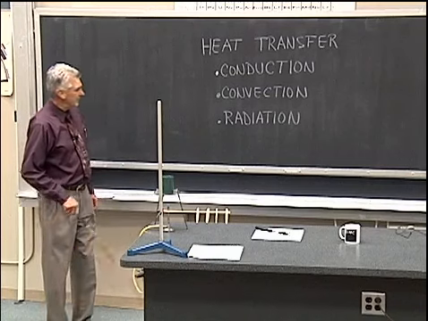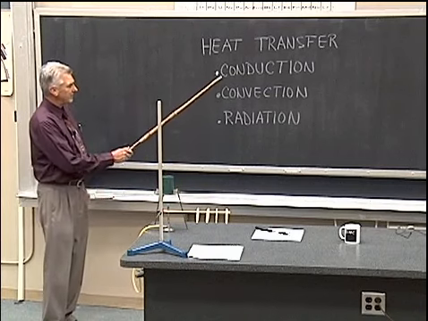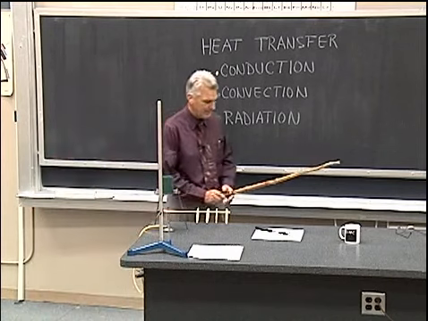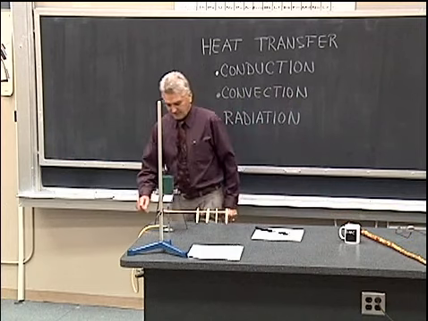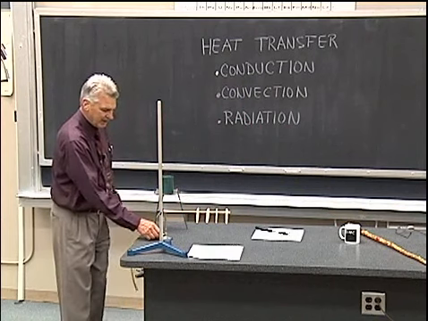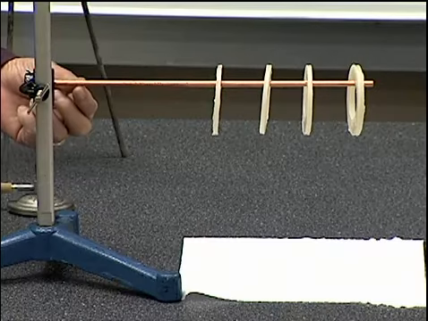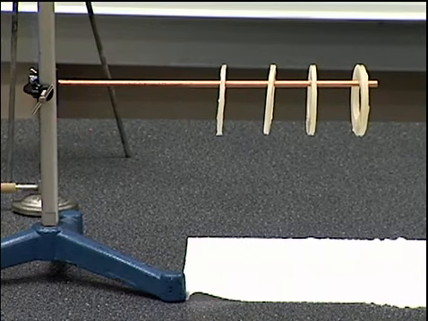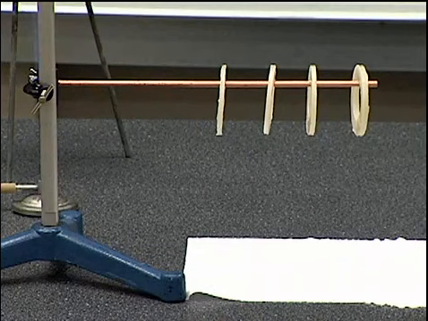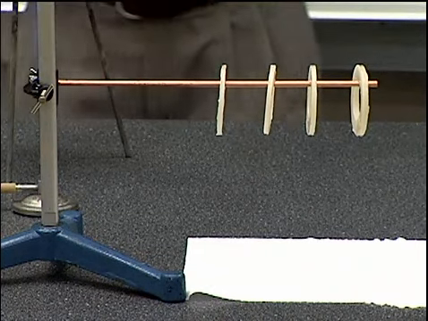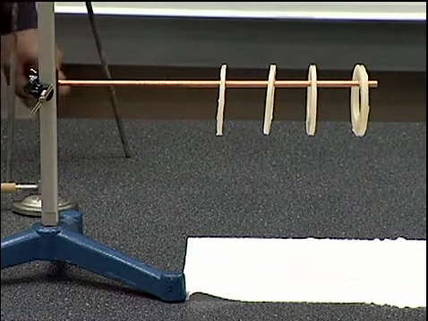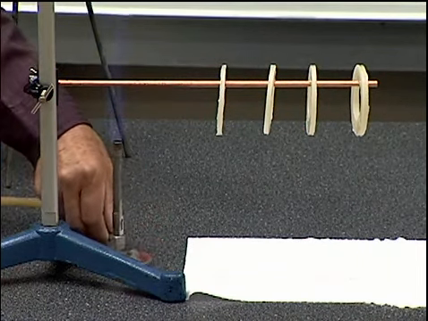Next, I'd like to demonstrate another form of heat transfer, that is the heat transfer by the process of conduction. Here I have a Bunsen burner with a flame, and I'm going to put this flame directly under this copper rod, and we're going to watch the heat conduct on out the copper rod, and as the heat conducts along the copper rod, the various parts will get hot, and we'll see these rings of wax get hot enough to actually melt off.